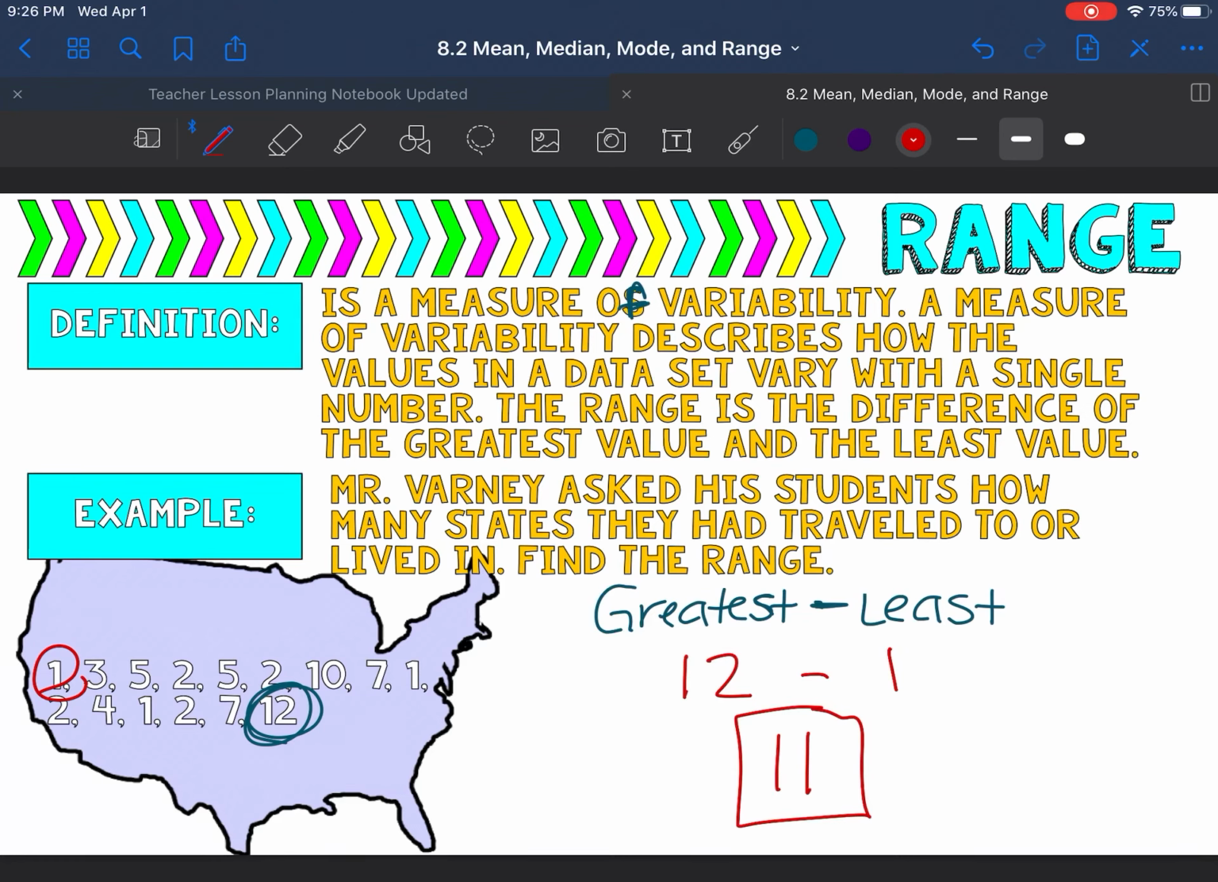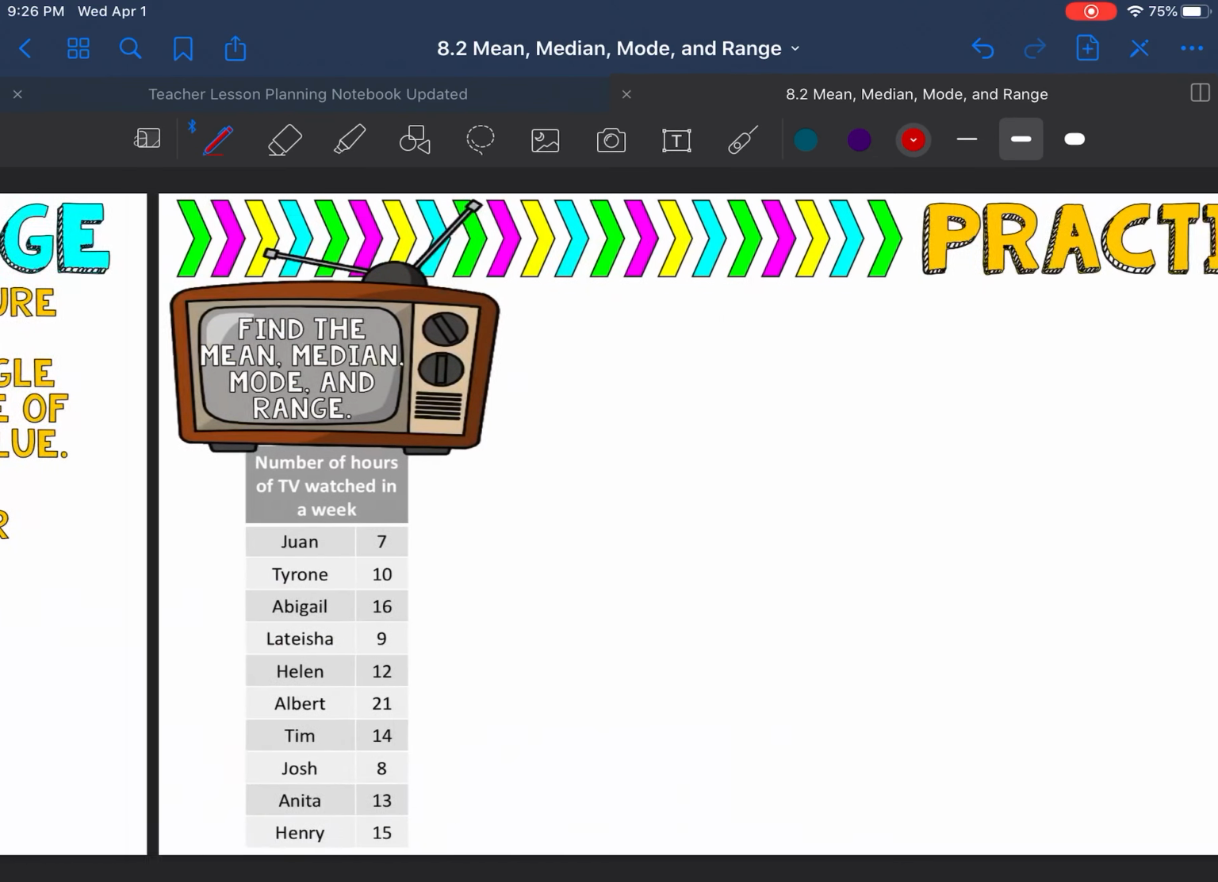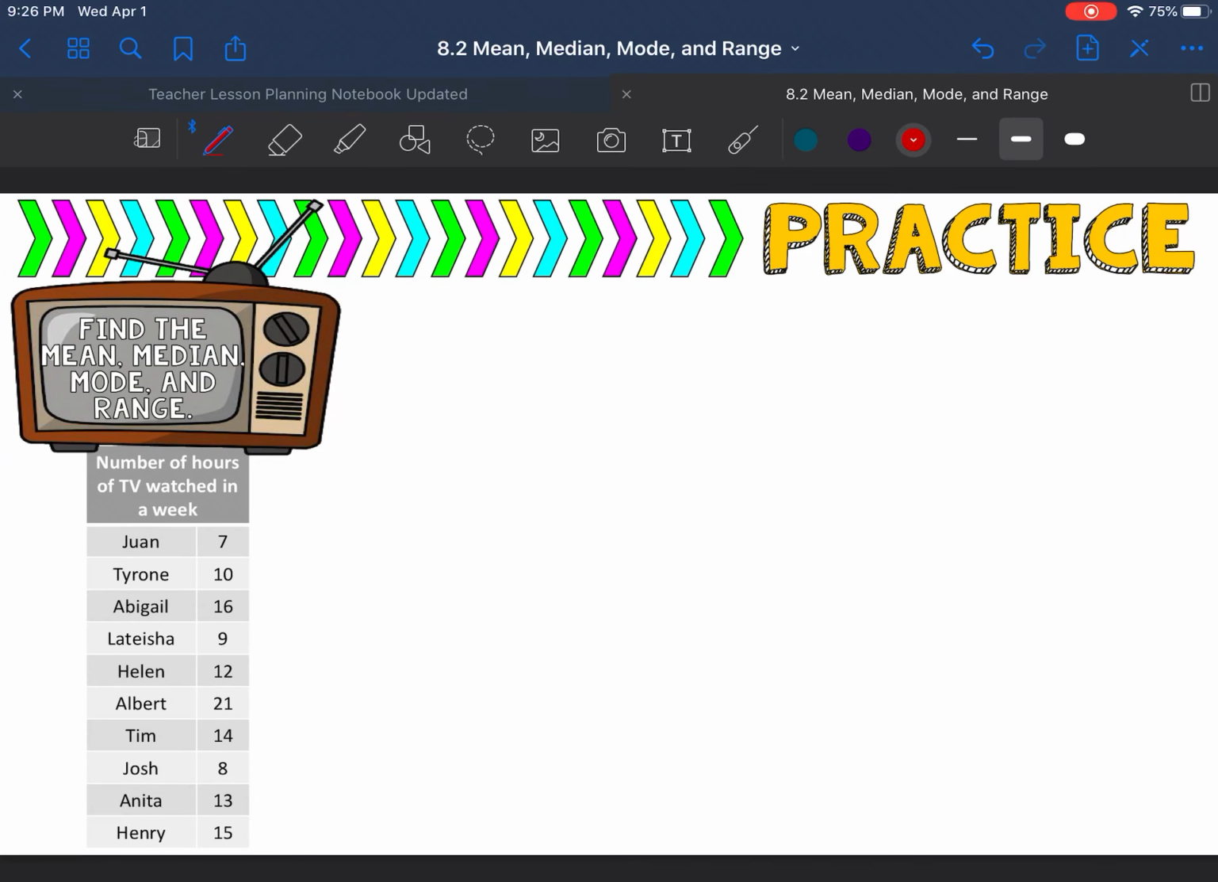So let's take now and let's practice finding the mean, median, mode, and range. All right, so let's look at this example. It says find the mean, median, mode, and range. The number of hours of TV watched in a week. So let's start and let's first find our mean, okay? So I'm going to label mean up here so that way I can keep all of my work in order. Now remember, to find the mean, all you're going to do is add all of those numbers up. So let's add them up.